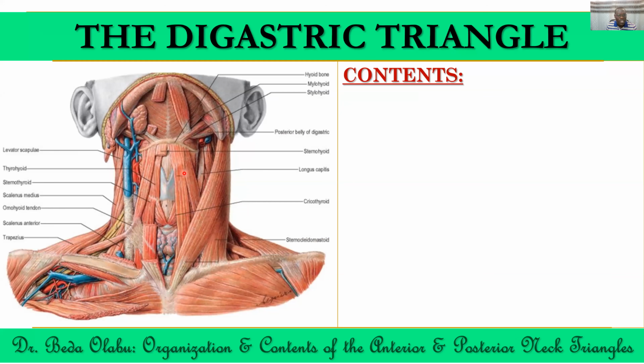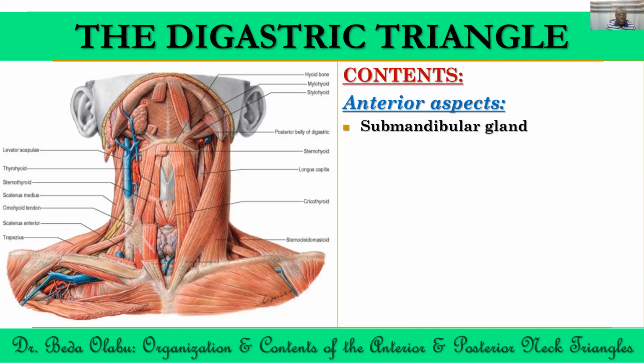What are the contents of the submandibular triangle? The submandibular triangle has contents, and the contents are a bit different when you look at it from the anterior aspect and from the posterior aspect, and I'll divide it as so. So the anterior part, which is mainly the larger part of the triangle, has the submandibular gland, as you can see there.